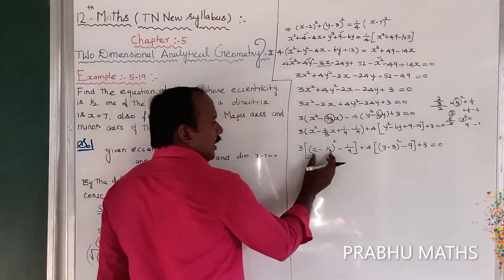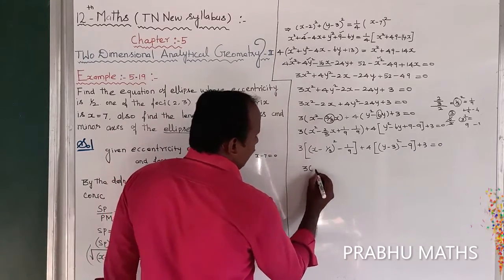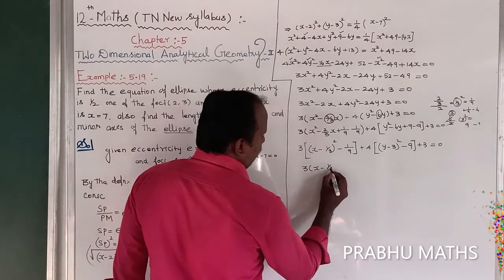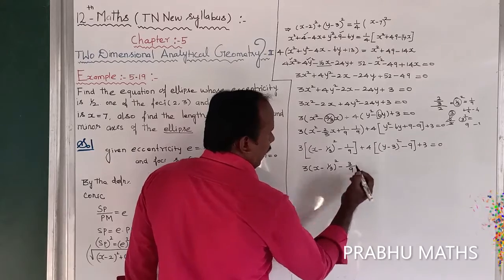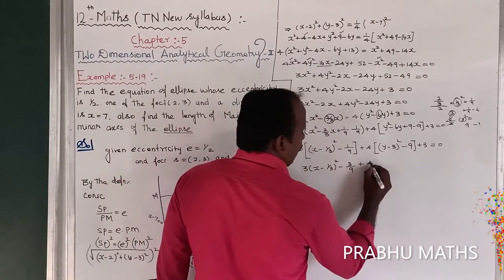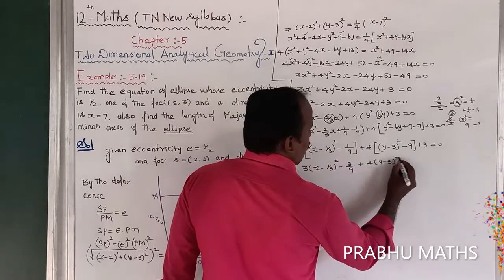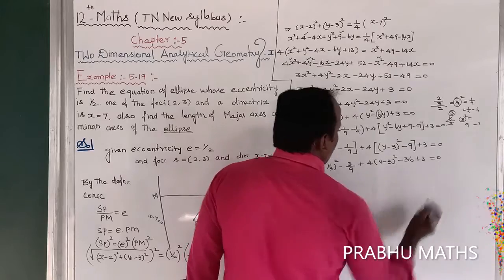Okay, that is this one x square, this one y square value. Next 3 is inside multiplication. 3 into x minus 1 by 3 the whole square. Next minus 3 divided by 9. Okay, inside multiplication of 3. Next plus 4 is inside multiplication. 4 into y minus 3 the whole square. So this one minus 36 plus 3 is equal to 0.